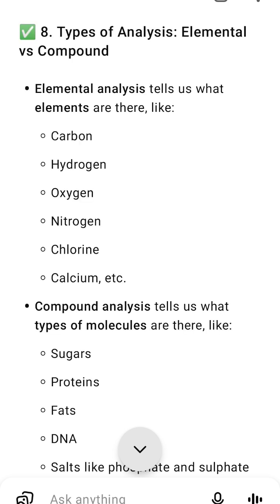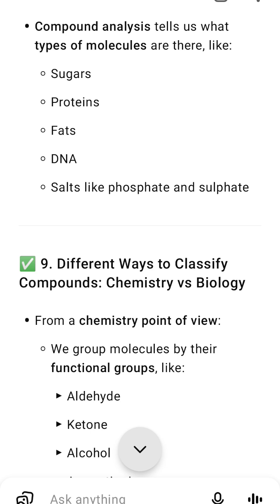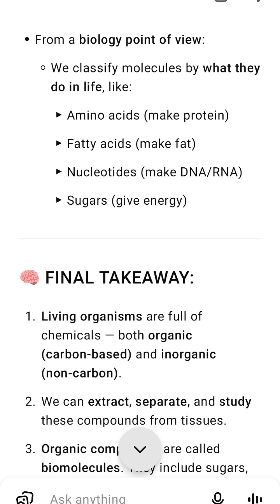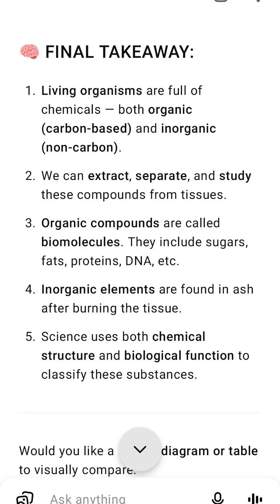Final takeaway. 1. Living organisms are full of chemicals, both organic, carbon-based, and inorganic, non-carbon. 2. We can extract, separate, and study these compounds from tissues. 3. Organic compounds are called biomolecules. They include sugars, fats, proteins, DNA, etc. 4. Inorganic elements are found in ash after burning the tissue. 5. Science uses both chemical structure and biological function to classify these substances.